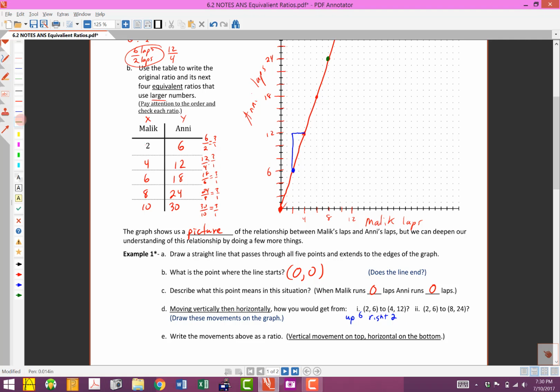And then in green, I'm going to do the other one. So this is from 2, 6 to 8, 24. So that's from this one up to 8, 24. So I'm going to draw this one like this.